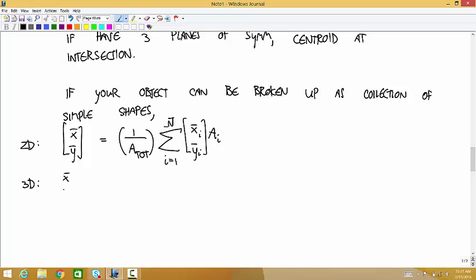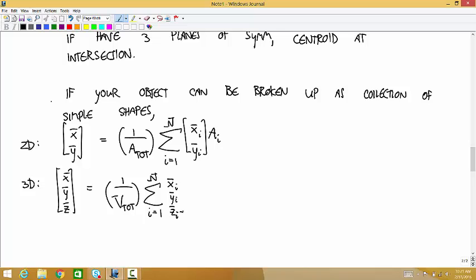And in 3D, it's the same thing but with volume, so 1 over the total volume times the sum from 1 to n of xi, yi, zi bar times vi. Okay, so let me show you how this works.